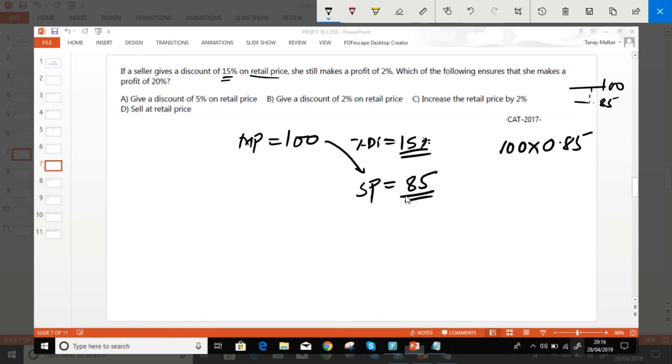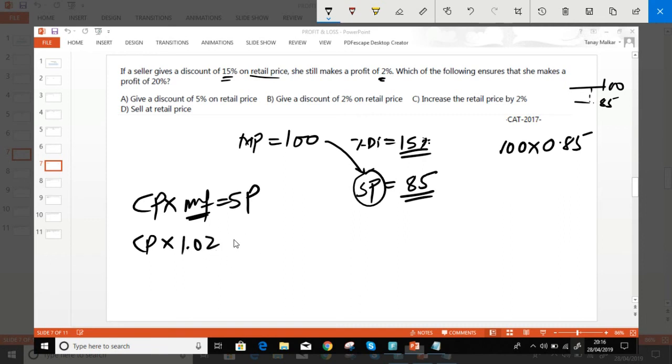And she's making 2% profit on this. So how to use that? Cost price multiplied by the multiplying factor is equal to your selling price. Now the multiplying factor for 2% profit would be 1.02. Okay, now you should get the habit of converting percentage to multiplying factor. This will be equal to your selling price, 85. So your cost price will be somewhat 83.3.